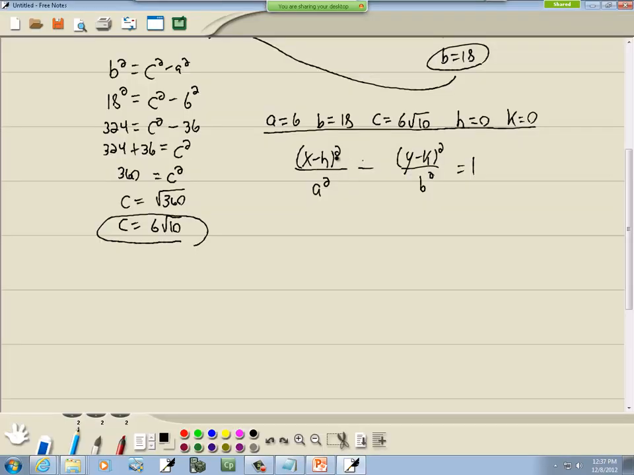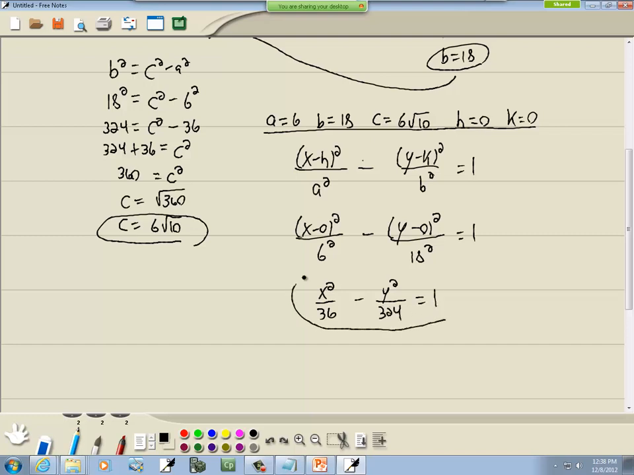So let's plug in what we found. We said h was 0. So we got x minus 0 squared over a squared, 6 squared, minus y minus k squared over b squared equals 1. Well, this gives us x squared over 36 minus y squared over 324 equals 1. And that's our equation.